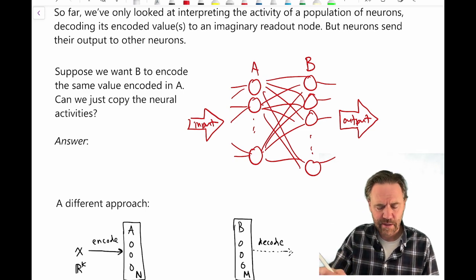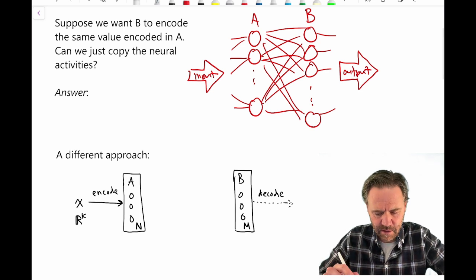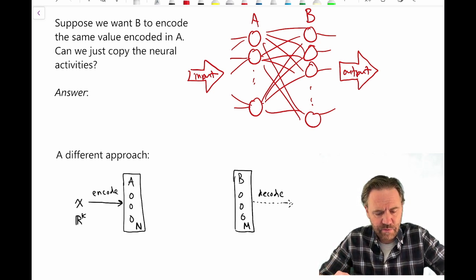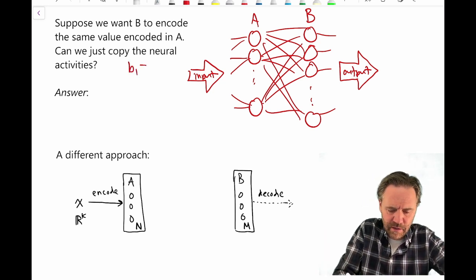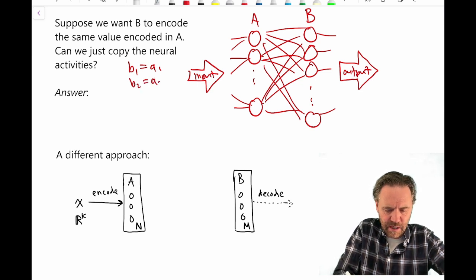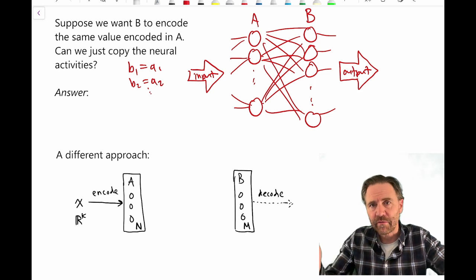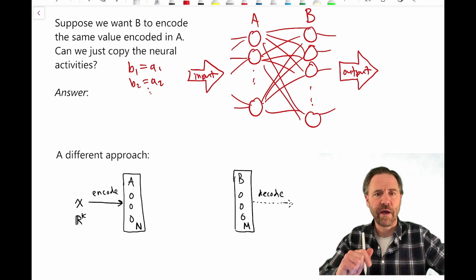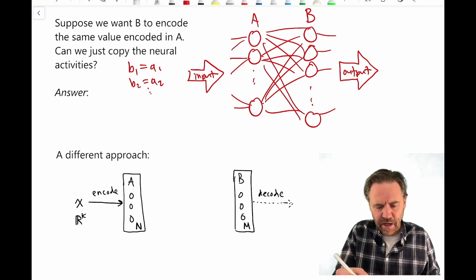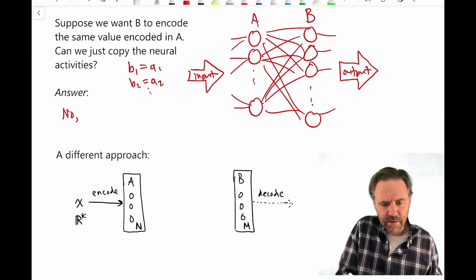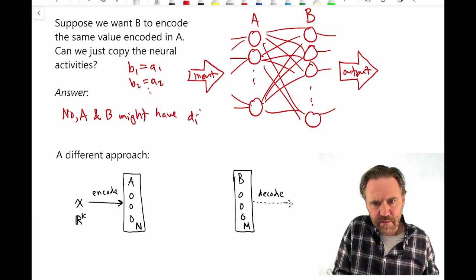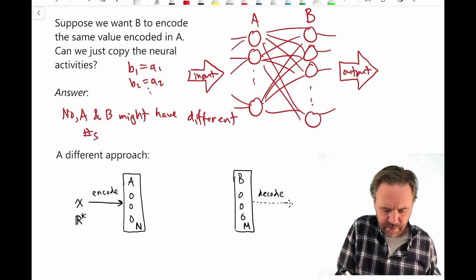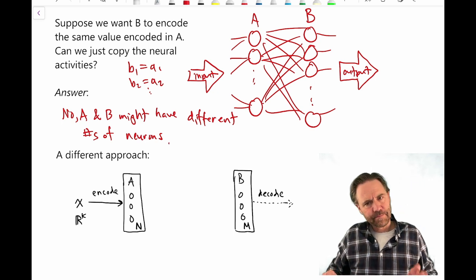Again, population coding. So one possibility is to copy the neural activity. So we say, well, why don't we let B1 activity equal the same as A1, B2 be the same as A2, and so on. Why don't we just copy the neuron activities directly over? Well, of course, that only works if you have the same number of neurons in population A and population B. We can't assume that in general. So what other alternatives do we have? Well, the answer to the question, can we just copy the neural activities, is no. A and B might have different numbers of neurons. So generally, you can't do it that way.